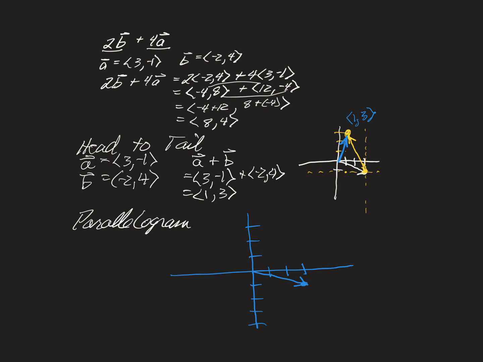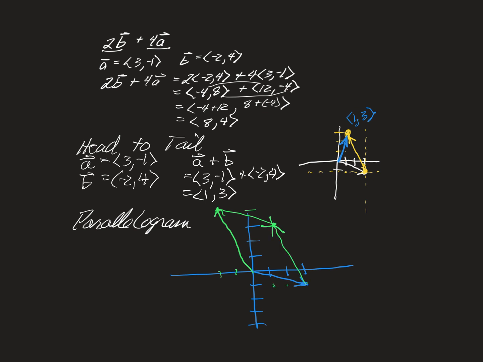Now I want to draw the second vector, which is -2, 4. -2, 4 is right here. Okay. So there's our two vectors. What we can do is a 3, -1. In other words, we do a 3, -1 from that point. And from this point, we do a -2, 4.